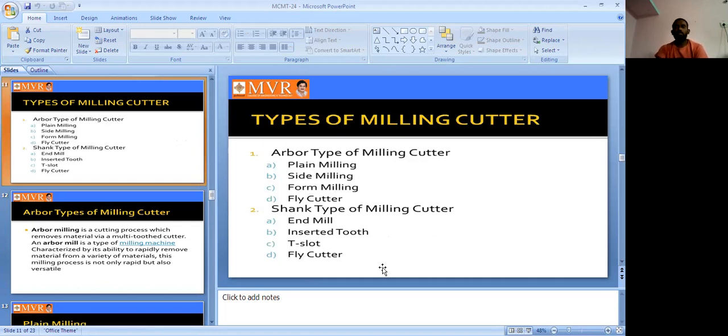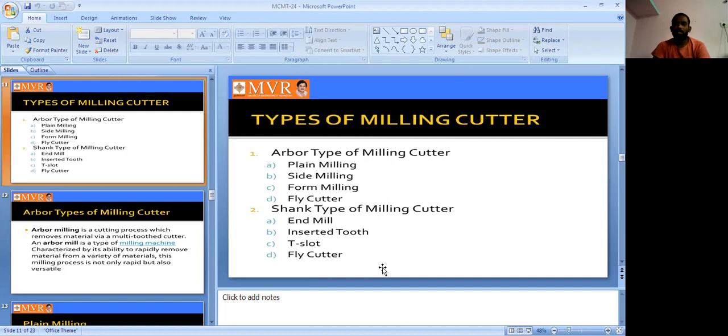Next class we will discuss holding devices: what are the holding devices of milling machines, and what are the accessories of milling machines. From next class onwards we will complete the fourth unit. The fourth unit is very easy and a straightforward topic, which is milling machines. What is the working principle of milling machines? What are the methods of milling machines? What are the types of milling machines?